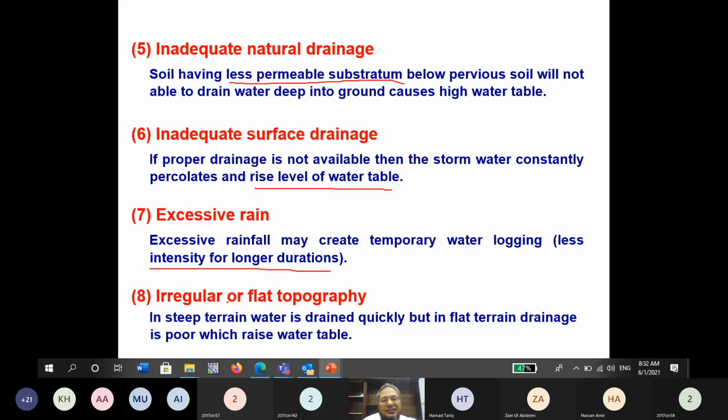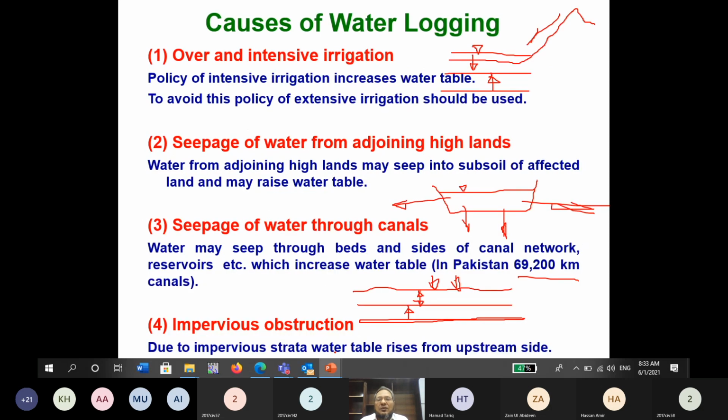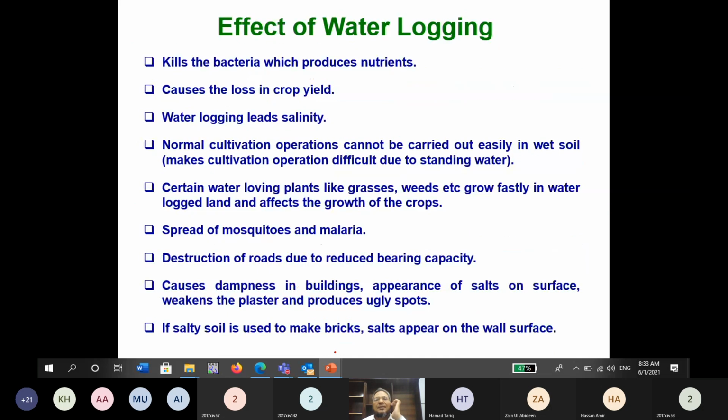And number 8 is irregular or flat topography. In steep terrain, water is drained quickly, but if the terrain is relatively flat, then water doesn't move very quickly on the surface, and ultimately it infiltrates into the ground and raises the water table. So these are the main causes of waterlogging.